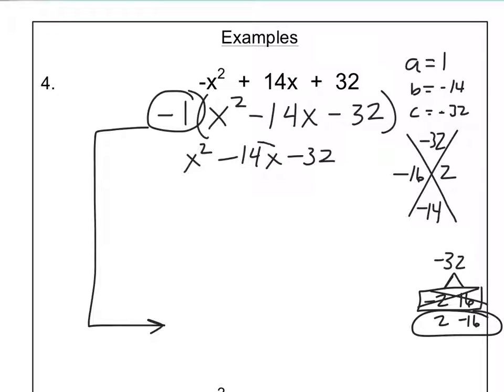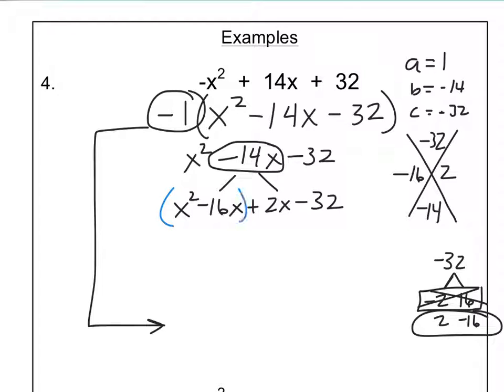Okay, so what I'm going to do now is take these out. So it's going to be -16x, +2x. Bring down the -32, bring down the x squared. All right, so now group the first two and the last two. Just a reminder, you can pause it and stop it whenever you need to write things down, because I am going through this a little bit quick.